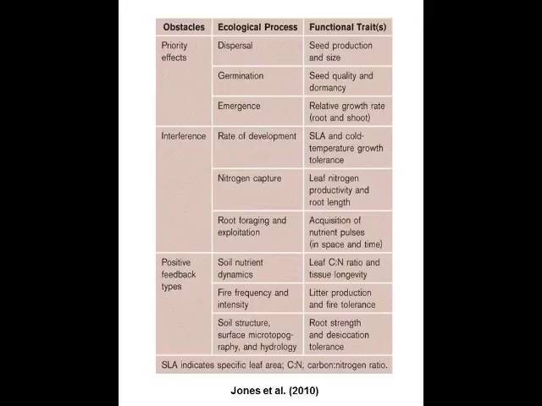A second obstacle in the left-hand column is interference. This is the desirable and the undesirable plant, their interaction. And the third is positive feedback types, and I've just spoken a little bit more about positive feedbacks. But this paper is available on the back table if you're interested. It's published in Rangelands.